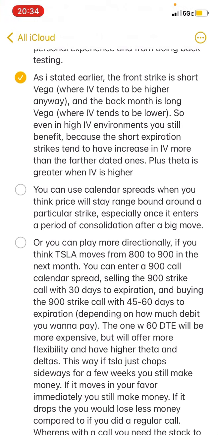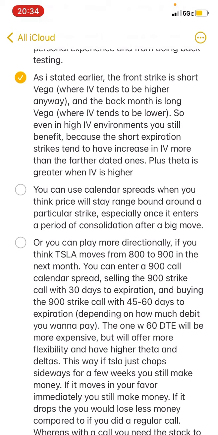And you're long vega on that. So even in high IV environments, you still benefit because the short expiration strikes tend to have an increase in IV more than the far dated ones. Plus, theta is greater when IV is higher, so you're going to collect more theta in a high IV environment.